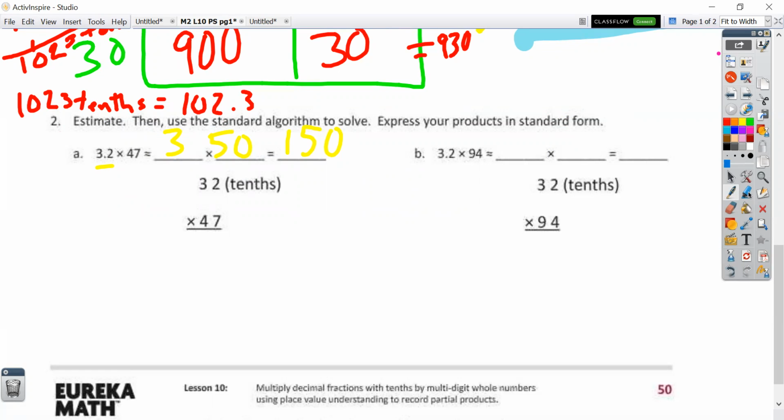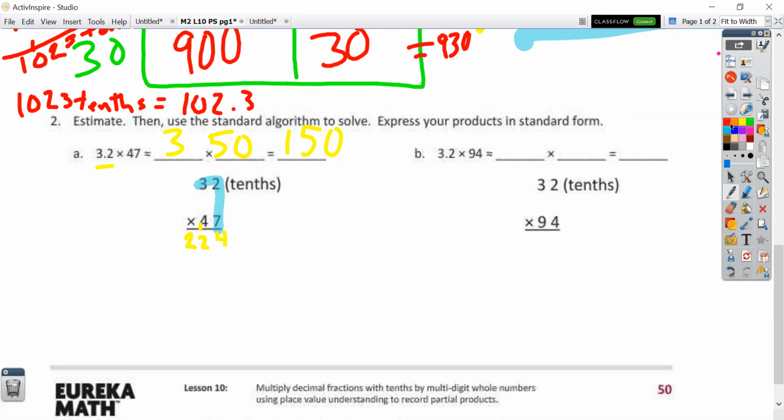So now we just have to, and they've already set it up in standard algorithm. Oh, that's too fat of a highlighter. Let me get a smaller one. We're going to do the ones times the top. So it's 14, 7 times 3 is 21, plus 1 more is 22, right?